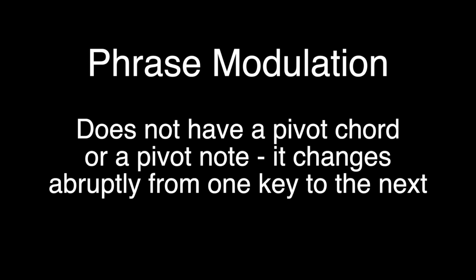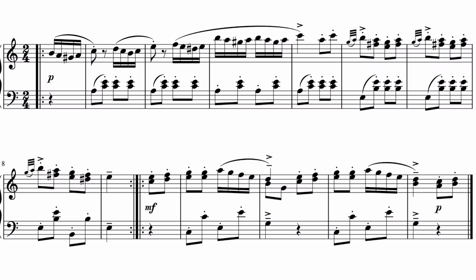Phrase modulation is different from the previous types of modulation because it doesn't have a chord or a note that it modulates on. Instead, it just abruptly changes from one key to the next. Usually, phrase modulation works best with closely related keys, like the keys of A minor and C major in Mozart's Piano Sonata number 11 in A major. Now, a lot of folks are very familiar with the last movement of this sonata.